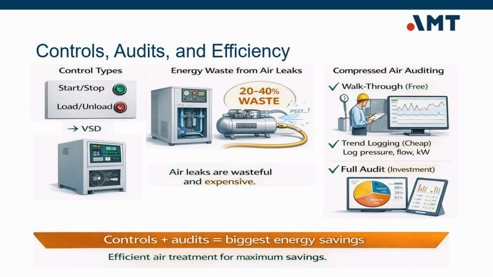Now let's talk about waste, especially air leaks. Leaks are one of the largest sources of energy loss in compressed air systems. In many facilities, 20 to 40% of compressed air is wasted due to leaks. And remember, compressed air is one of the most expensive utilities in a plant. So leaks are not just small annoyances, they are continuous energy drains that run 24/7.